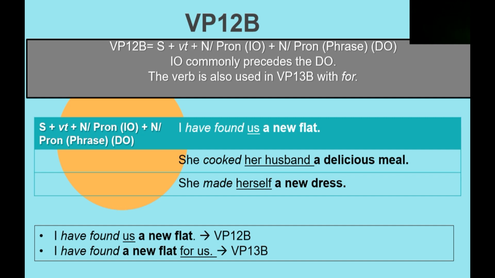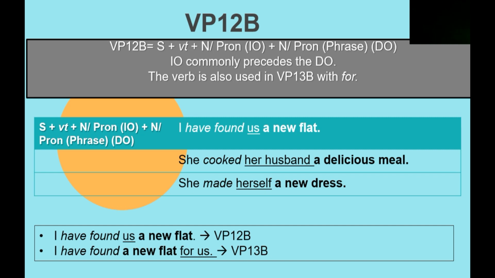Okay, for example, I have found us a new flat. I is the subject, have found is the VT, us here is the pronoun as IO, and a new flat is a noun phrase functioning as DO. She cooked her husband a delicious meal. She here is the subject, cooked is the VT, her husband is a noun phrase functioning as IO, and a delicious meal is the noun phrase functioning as DO.